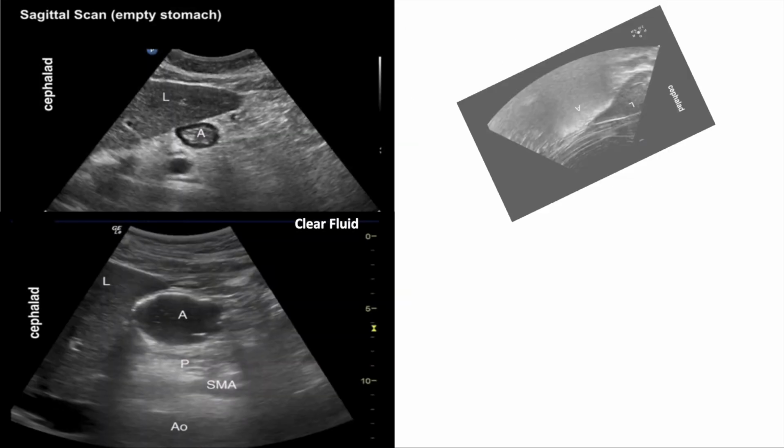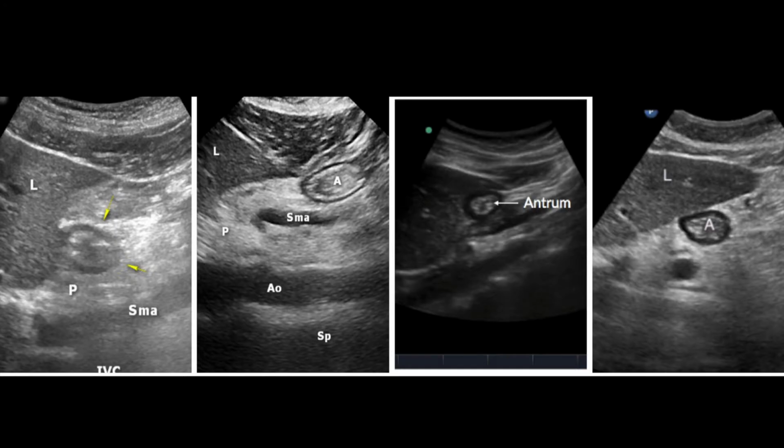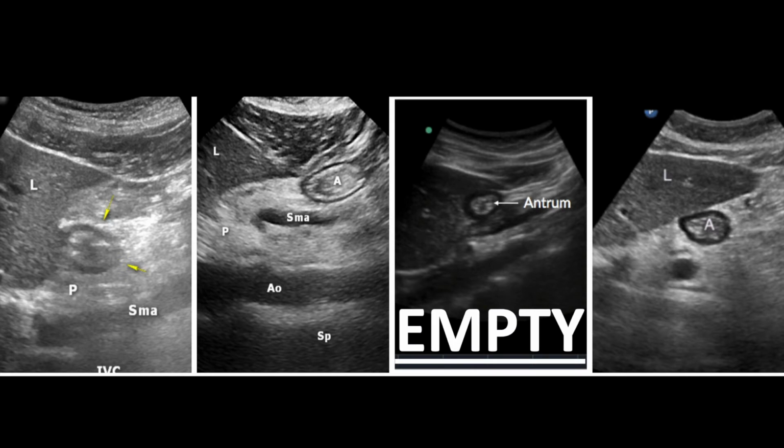When scanning the stomach, there are 4 types of antral contents that may be encountered. These are empty, clear fluid, early solid, and thick fluid late solid. An empty stomach means that there are no contents noted in the gastric antrum when the patient is in both supine and right lateral decubitus position.